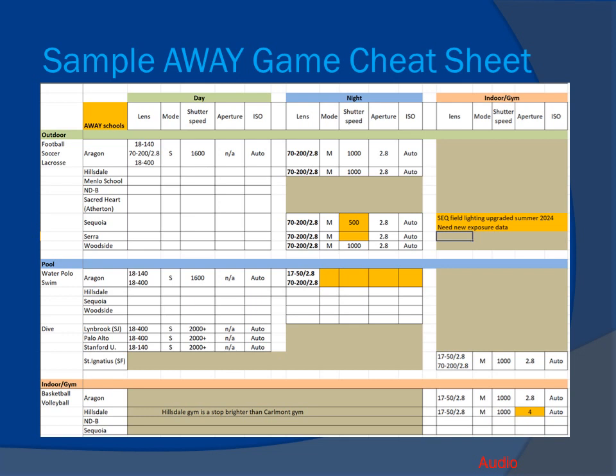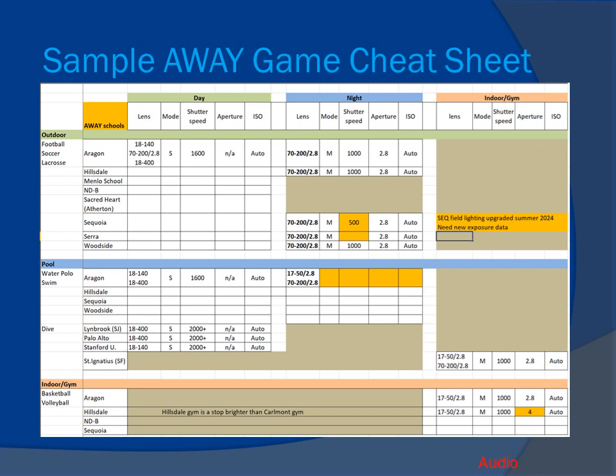Next setting is the night game. Again, lens, exposure mode. The difference is for night games and indoor games, the lighting is different than at Carlmont. So if we go down to, for instance, Sequoia, lens 70 to 200 2.8, mode M, shutter speed 1/500 of a second, as opposed to 1000. So we have the exposure specific to that particular school.